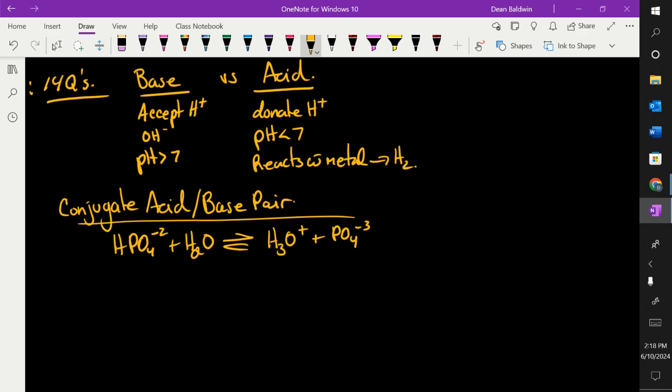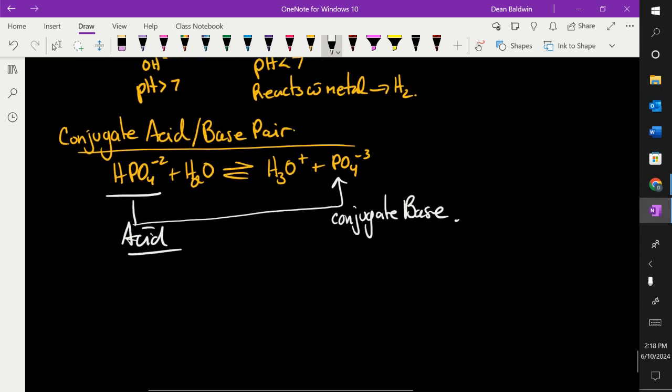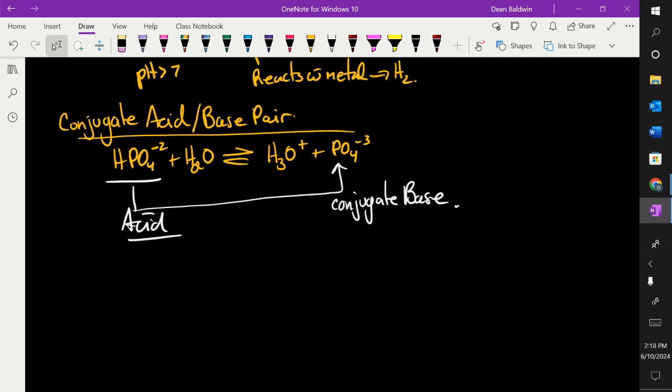What's the acid in the products? HPO4 acid. That's the acid, and its conjugate base is right there. Okay. So know how to identify conjugate acid base pairs.